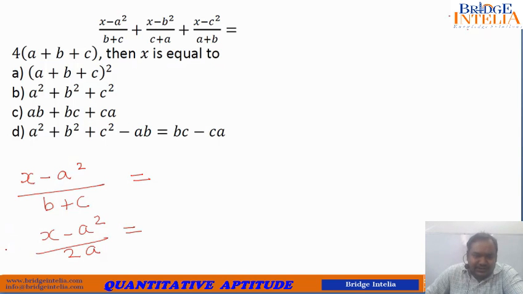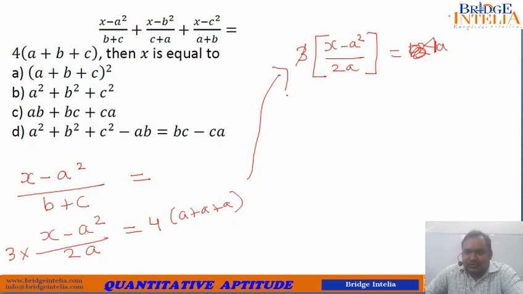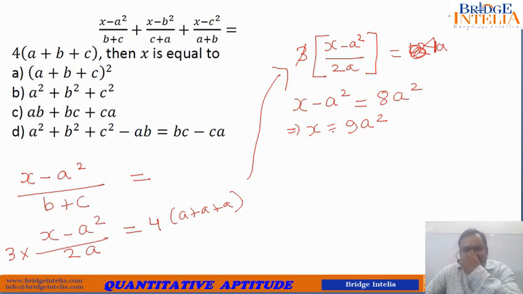So 3 times of this is actually equal to 4 into a plus a plus a. So let's see. From here we can conclude that 3 times of x minus a square divided by 2a is equal to 4 into 3a, that is 12a. So this can be written as 4. So from here, if you calculate carefully, x minus a square is equal to 8a square, or else x is equal to 9a square. So x has to be equal to 9a square.